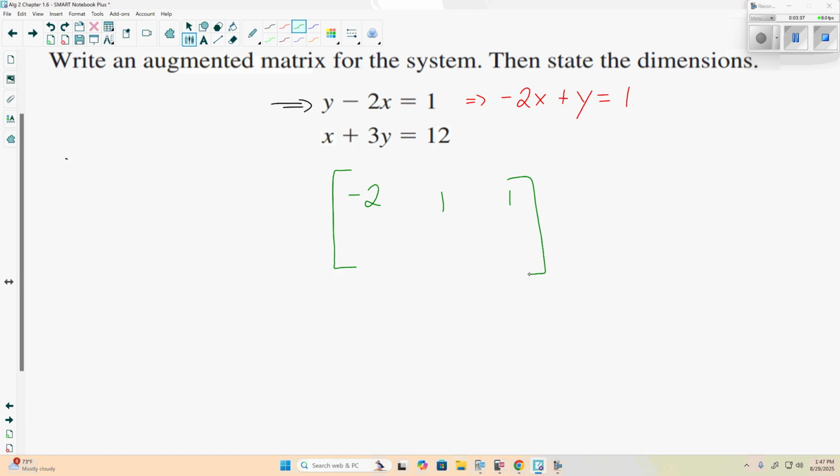So if we look at the second equation, the number in front of x is 1. Number in front of y is 3. And it's equal to 12. So we've now written the augmented matrix. Now we need to state the dimensions. So it's going to be the number of rows, and we have how many rows? 2. By the number of columns, and we have 3. So the dimensions for this matrix are a 2 by 3.